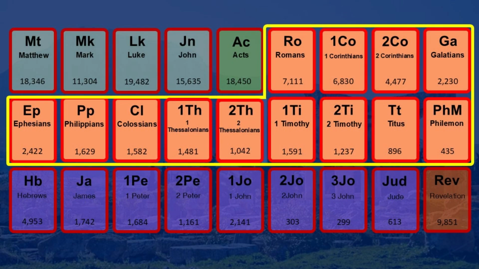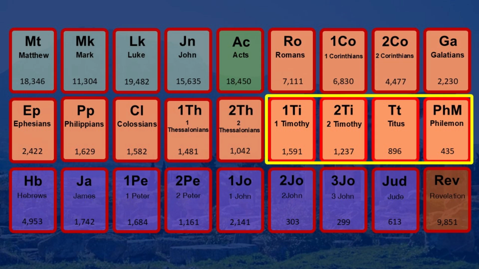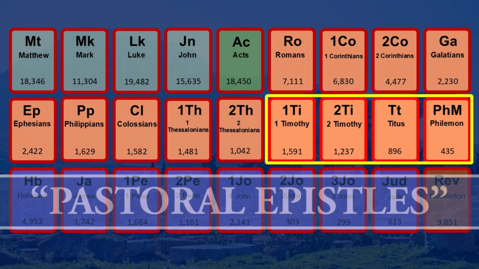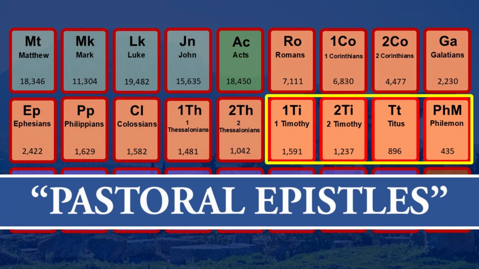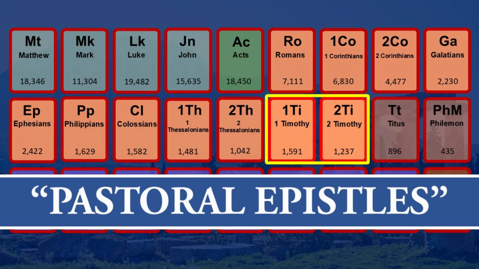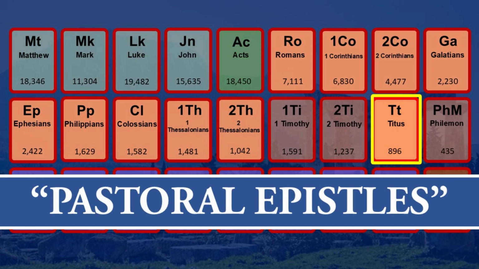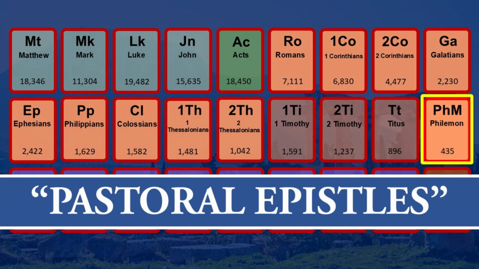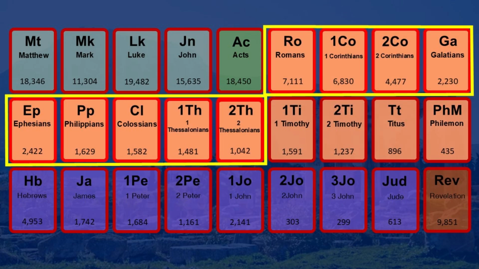Paul's letters are almost half of the New Testament and about 2/3 of all the epistles. Of the Pauline letters, 4 are written to specific people. These are known as the pastoral epistles. 2 letters to Timothy, 1 to Titus, and another to Philemon. The other 9 are written to churches.